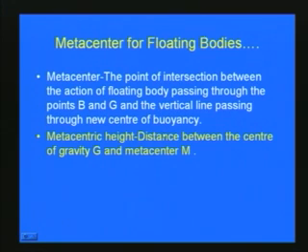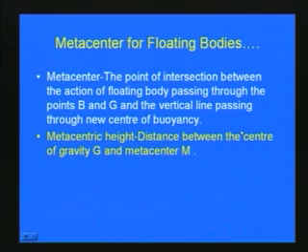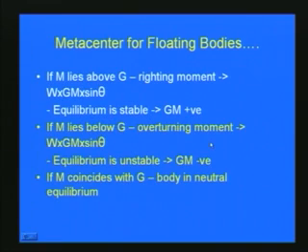So, this metacenter height is the distance between the center of gravity G and the metacenter M. In the previous slide we have seen that the intersection of this line and this line is called the metacenter, and the metacenter height is the distance between G and M. So, here this distance GM is called the metacenter height. For floating bodies it is very important to determine the position of the metacenter, so that we can determine whether the body is in stable or unstable condition.